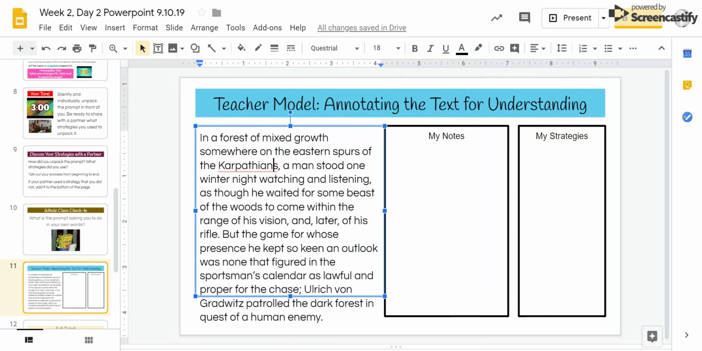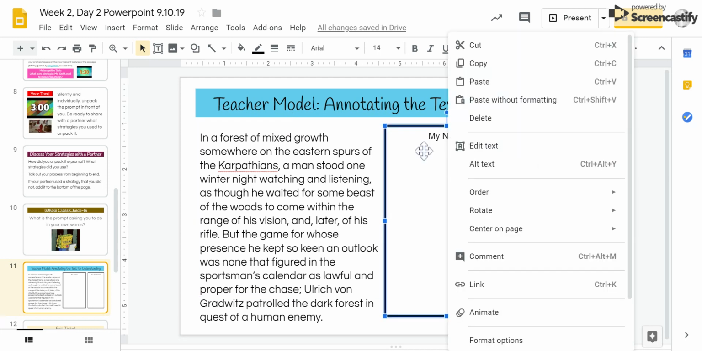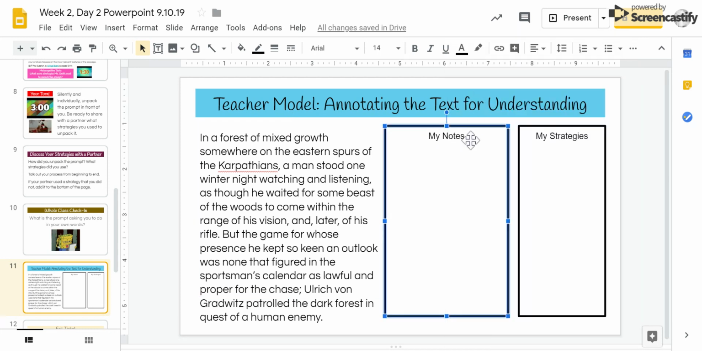Somewhere on the eastern spurs of the Carpathians. Now, spurs, I'm not really sure how it's being used here. I know that a spur is the little thing at the end of a cowboy boot. I'm guessing it's something that shoots off of the Carpathians, but I don't know about you all. I'm not very good at geography. I don't know where the Carpathians are. Hopefully that's not important.